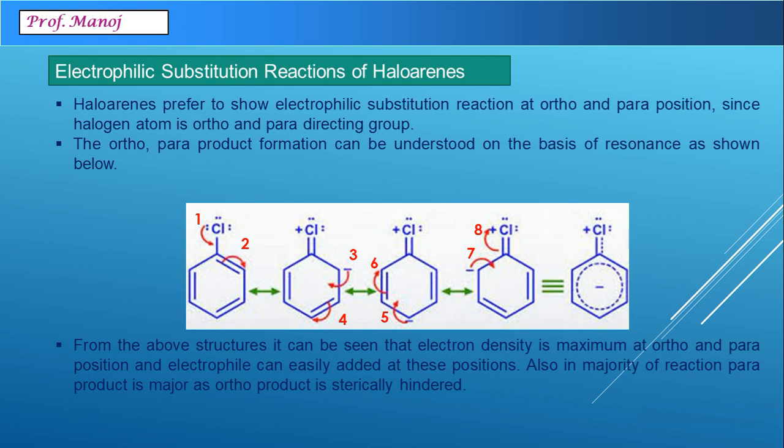Most of the time, the ortho position is sterically hindered. That means if a group comes to the ortho position, it will have a crowding effect from the chlorine atom. That is why the para product is more preferred. Reactions are comparatively a little slow because chlorine has a negative inductive effect and also a deactivating effect on the benzene ring.